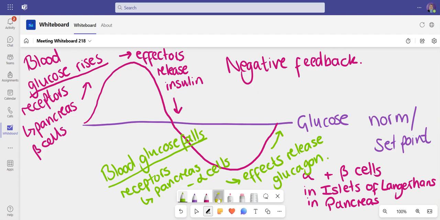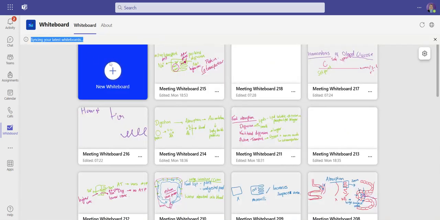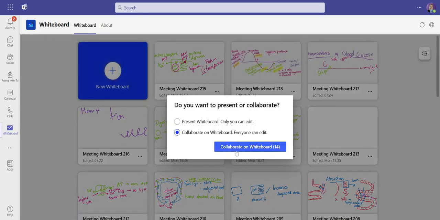So we really need to know that when our blood glucose is too high, the beta cells release insulin to bring it back down. And when our blood glucose falls, the alpha cells release glucagon to bring it back to the norm. And that's called negative feedback. So let's look a little bit more at what happens here.